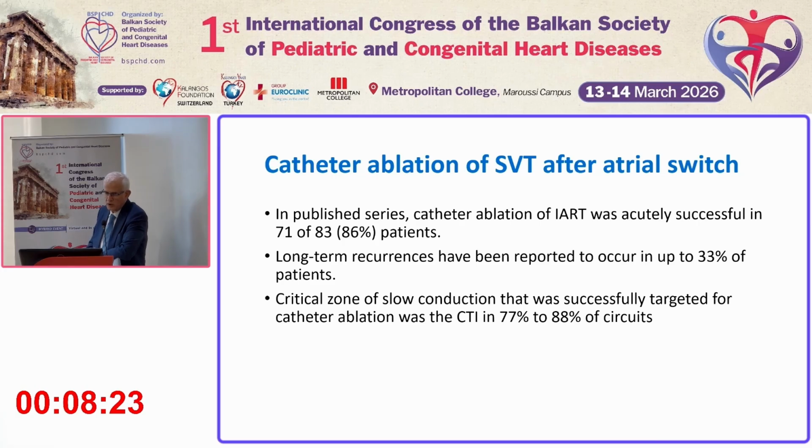So I compiled the various series of catheter ablation for Mustard and Senning patients in this table and in this slide. As you can see from multiple series, the success rate is about 86%, with long-term recurrence in about 33% of the patients, and most of the patients had typical atrial flutter.